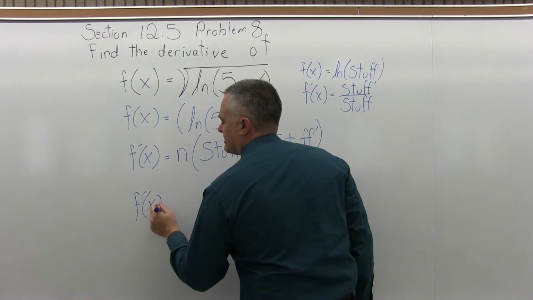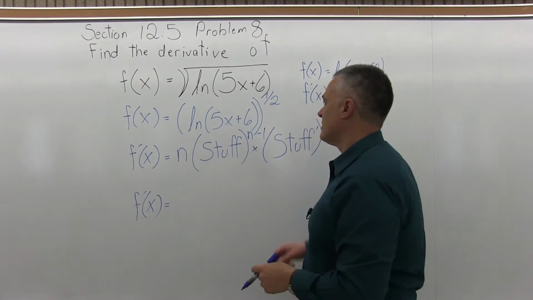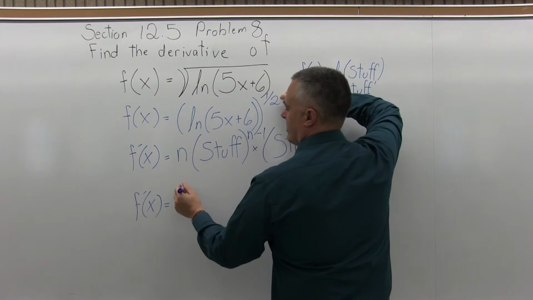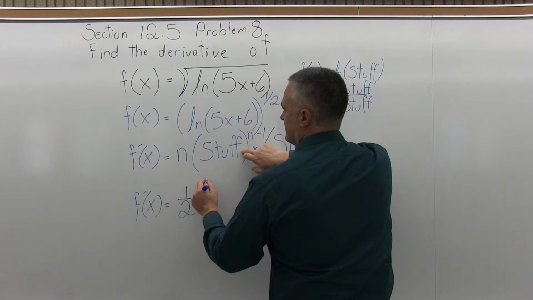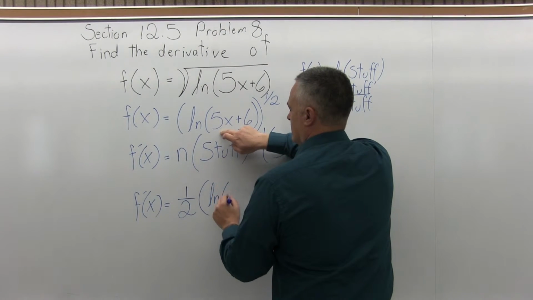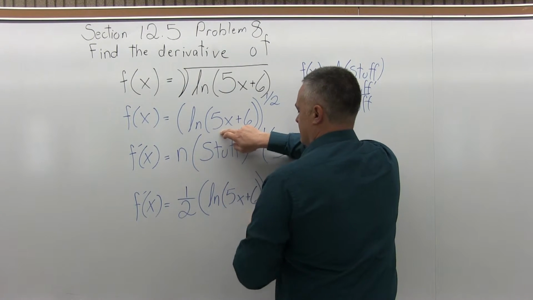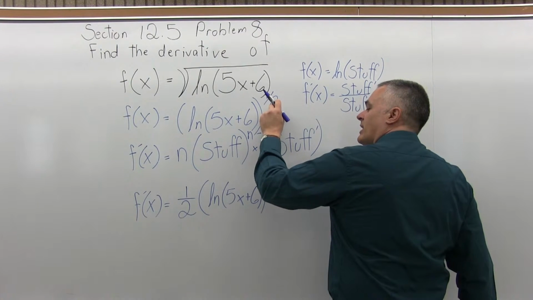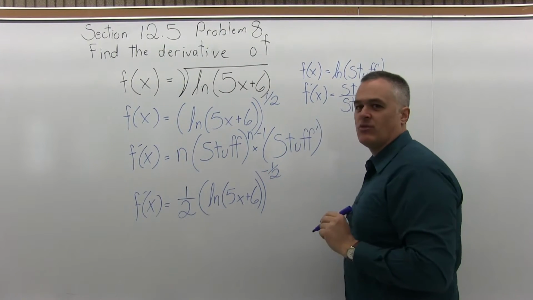F prime of x equals, the first thing I start with is n, which is the exponent on my parentheses overall, which is 1/2. So that n is 1/2. Then you leave the stuff as it is, no prime. So it's going to be natural log of 5x plus 6. Now I reduce that exponent by 1. 1/2 minus 1 is negative 1/2.